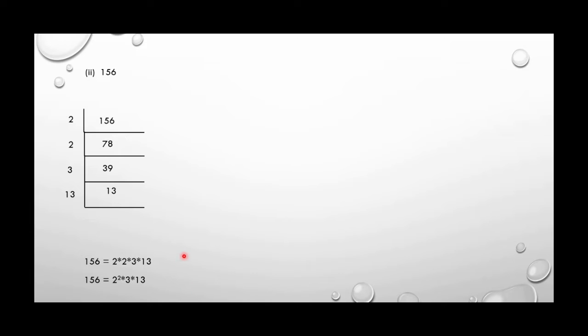Now let us move on to the third problem, that is 3825. Now the least number which divides 3825 is 3. Therefore, when we divide 3825 by 3, we will get 1275. Now in the next step, the least number which divides 1275 is 3. Therefore, when we divide 1275 by 3, we will get 425.